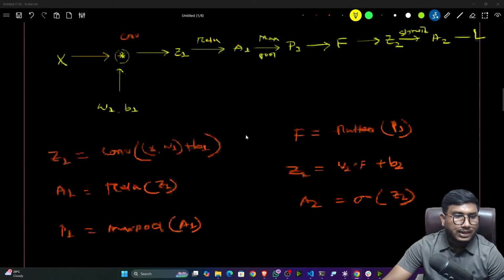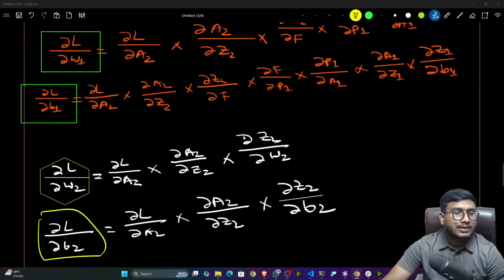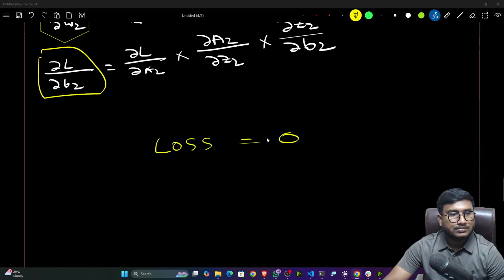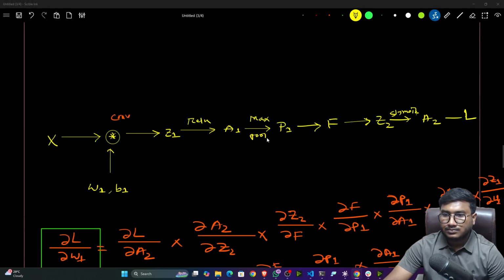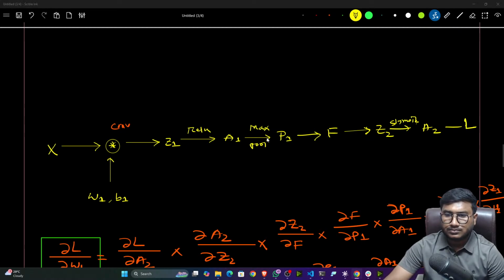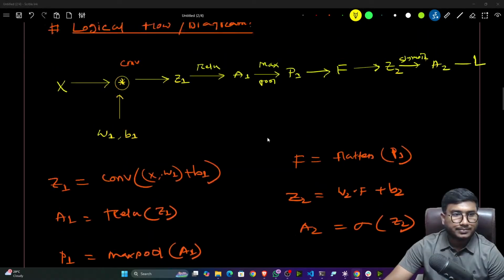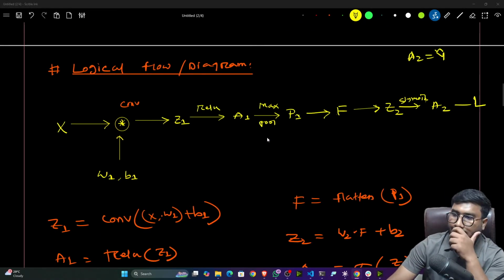And how? With the help of the chain rule, and all the calculations here are matrix calculations. This is the only difference. Got it? At least the high level overview, guys, of how things are working. Tell me.